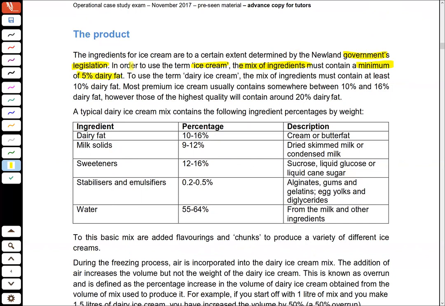dairy fat. If we want to be classing them as dairy ice cream, we have to have 10% fat, and any premium ice cream is going to be between 10 and 16. The highest quality will have 20%, and we know we're in the high quality element.